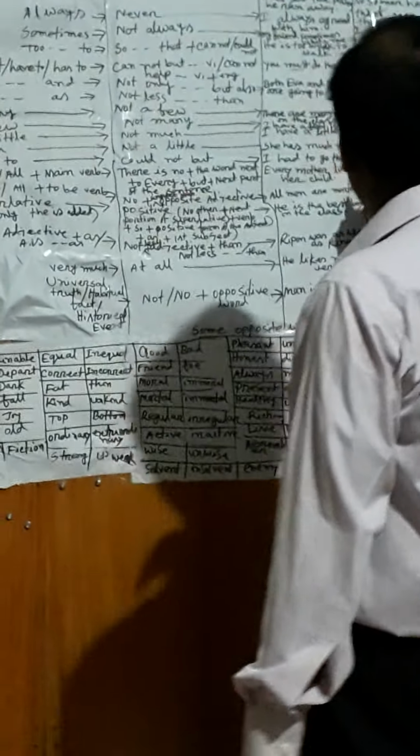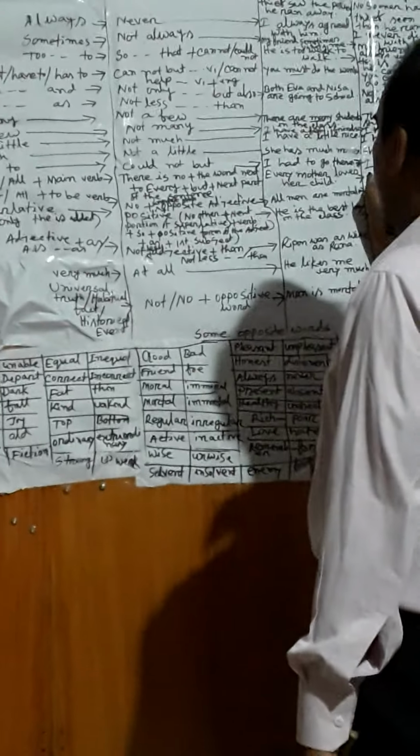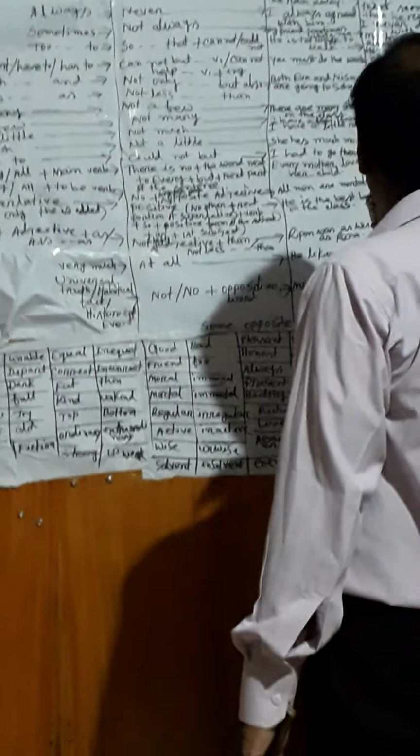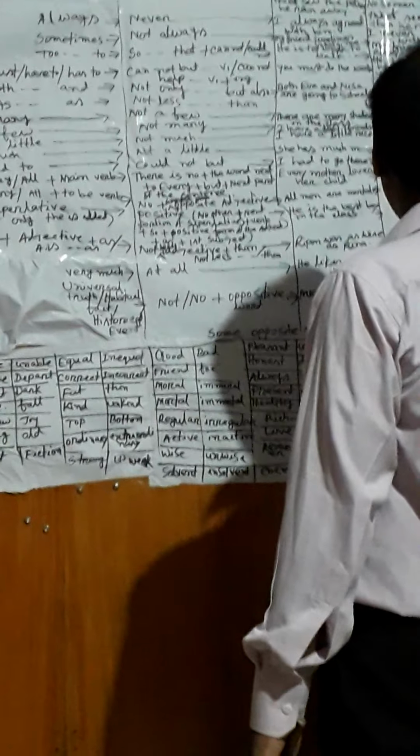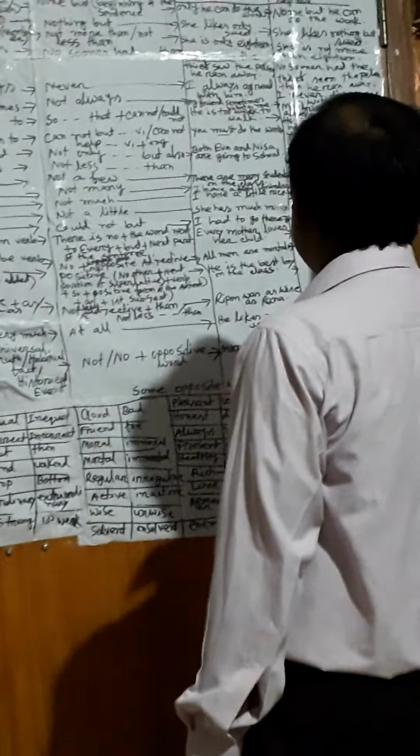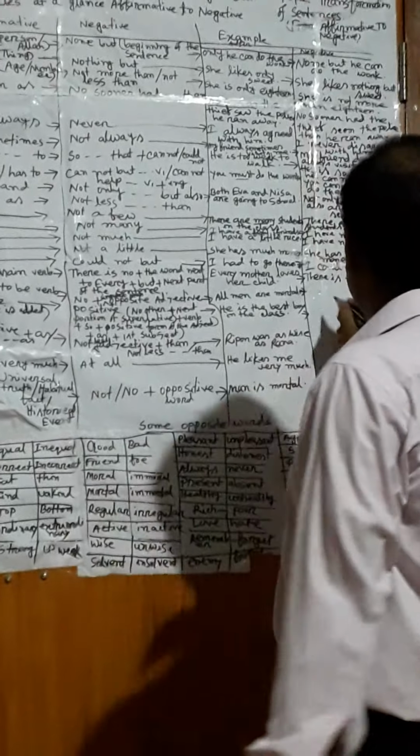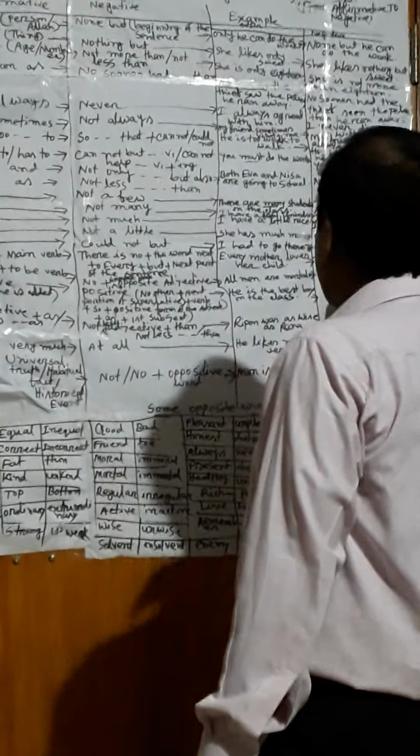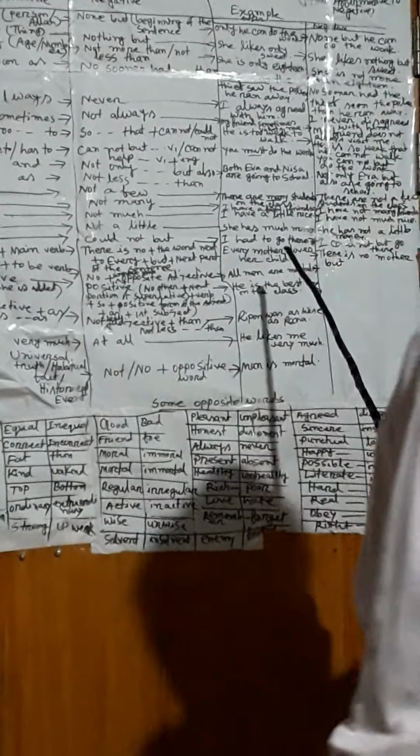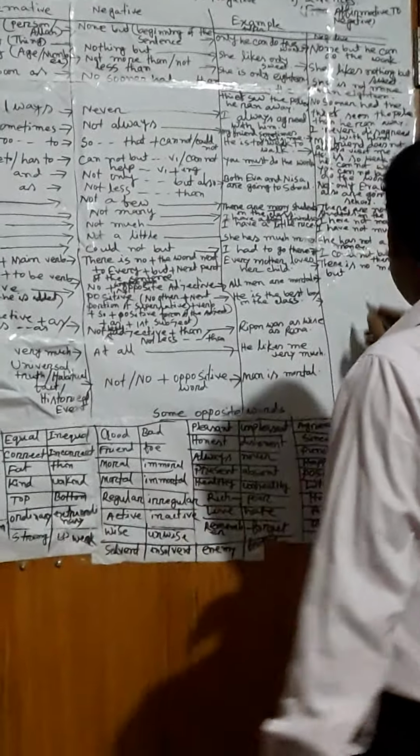And then the answer will be: there is no, then the word next to every, that is mother, then but, then the next part of the sentence, and that is loves her child.